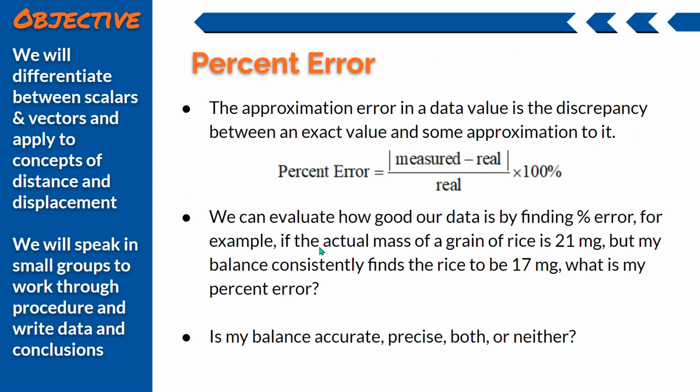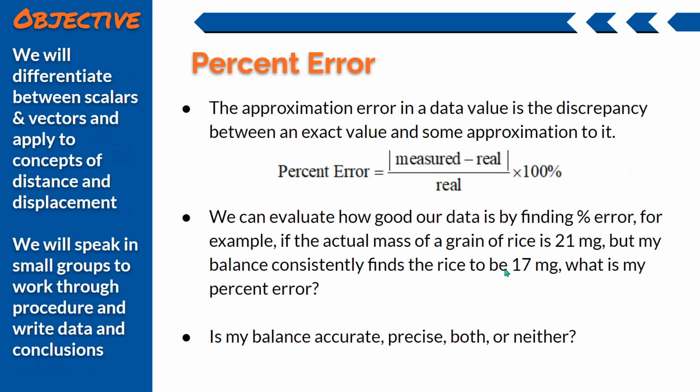Okay, percent error. The approximation error in a data value is the discrepancy between the exact value and some approximation to it. We can evaluate how good our data is by looking at how far off it is from what it should be. And that's what a percent error calculation does. For example, if the actual mass of a grain of rice is 21 milligrams, but my balance consistently finds it to be 17 milligrams, what is my percent error?